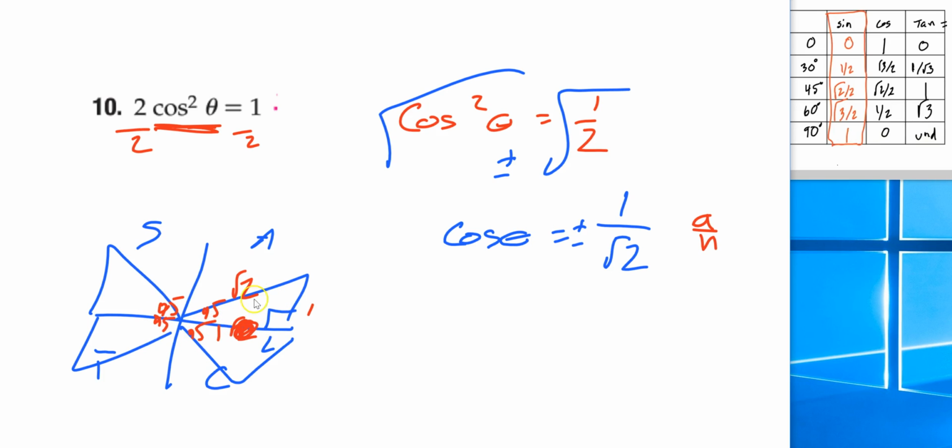So again, you can either figure out each angle. That's 45. This is 180 minus 45, 135. 180 plus 45, 225. And then 360 minus 45, which is 315. You can also do radians. It's pi over 4, then 3, 5, and 7 pi over 4.